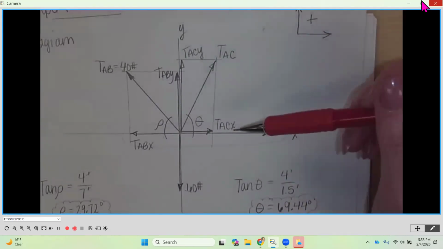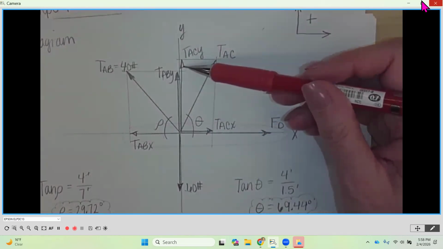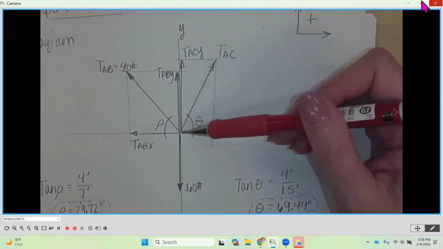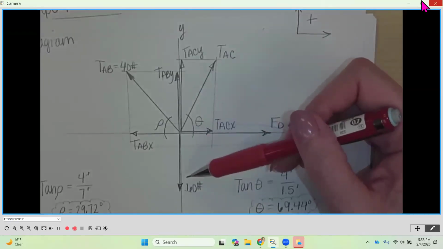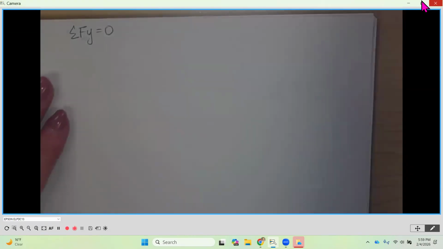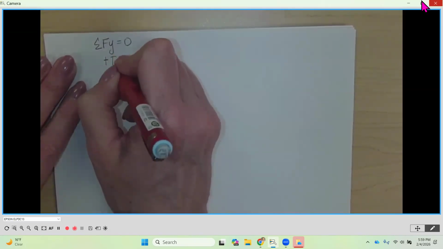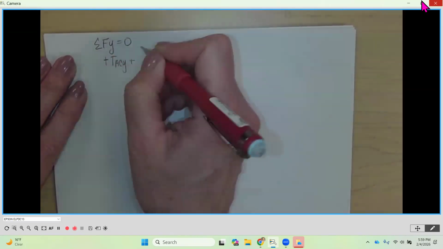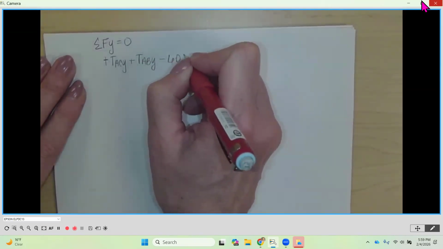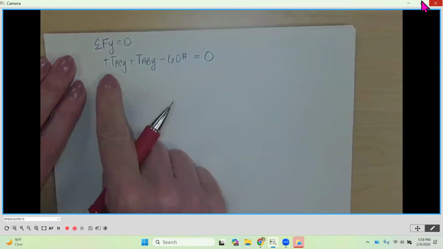So as we look at that sum of the forces in the y side, we're going to have a positive TACY, a positive TABY, and a negative 60 pounds. We can put that value right in there because it's along the y-axis. So don't forget that 60 pounds. So we've got a positive TACY, positive TABY, and a minus 60 pounds, and we're going to set that equal to 0.